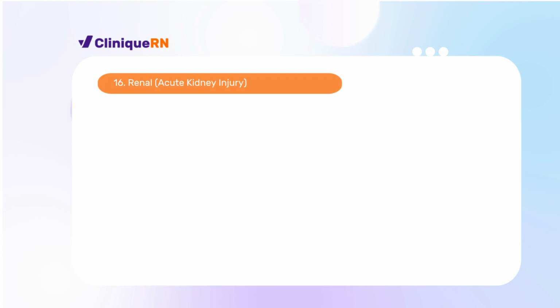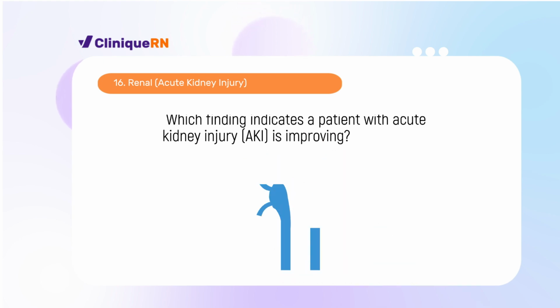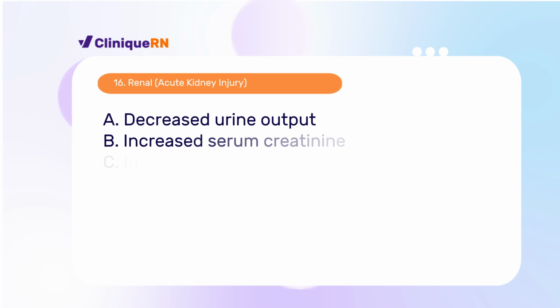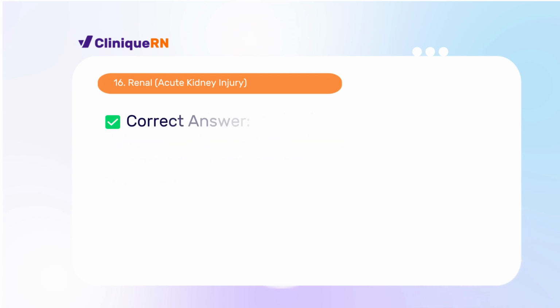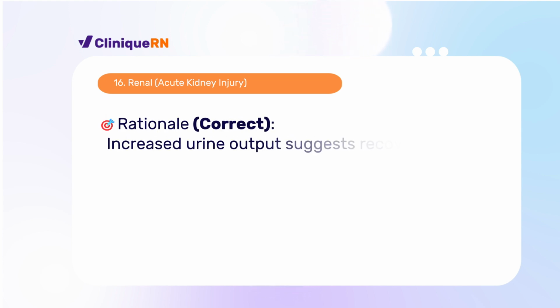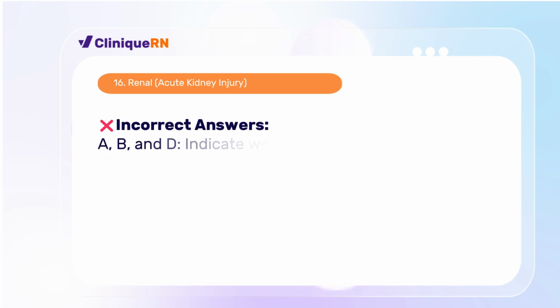Renal: acute kidney injury. Question: which finding indicates a patient with acute kidney injury, AKI, is improving? A. Decreased urine output. B. Increased serum creatinine. C. Increased urine output. D. Hyperkalemia. Correct answer: C. Increased urine output. Rationale. Correct: increased urine output suggests recovery from AKI. Incorrect: A, B, and D indicate worsening kidney function.